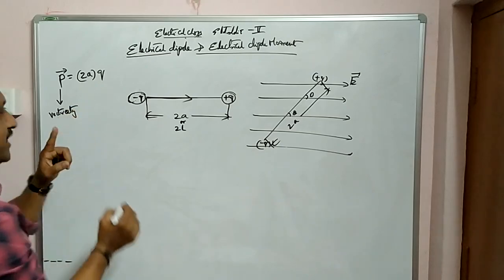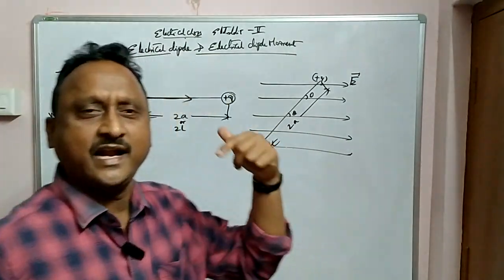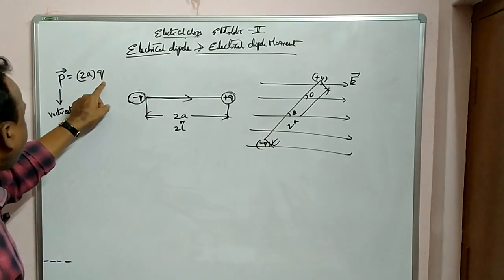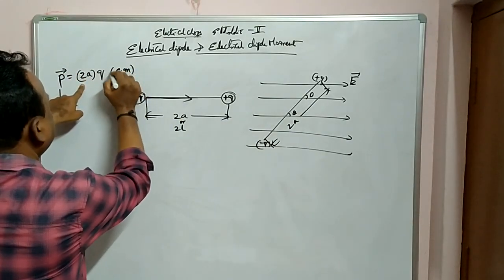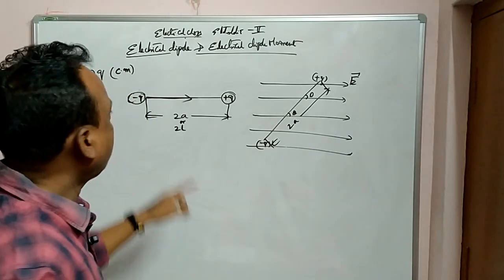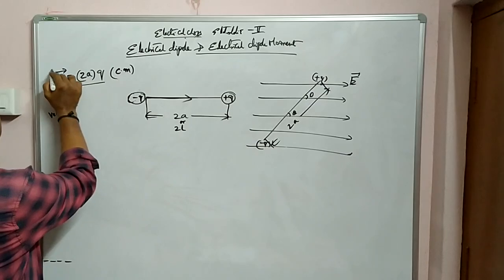It has both magnitude and direction, just like magnetic moment. Product of pole strength and length. ఇక్కడ కూడా అంతే. Product of charge and distance. అందుకే దీని SI units కూడా coulomb meters. What is the SI unit? Coulomb into meter. So it is a vector quantity, please. Vector, both magnitude and direction.